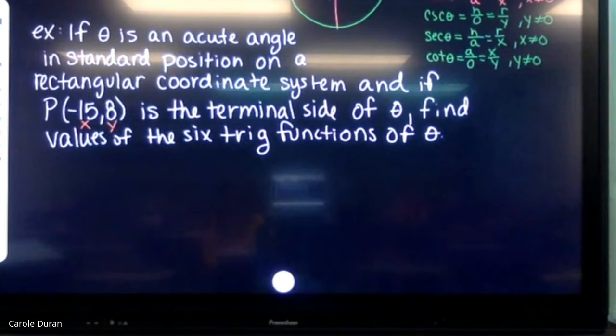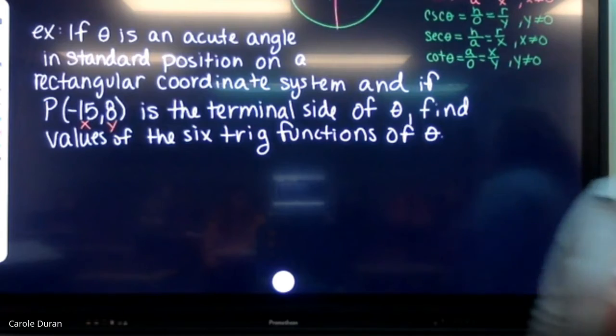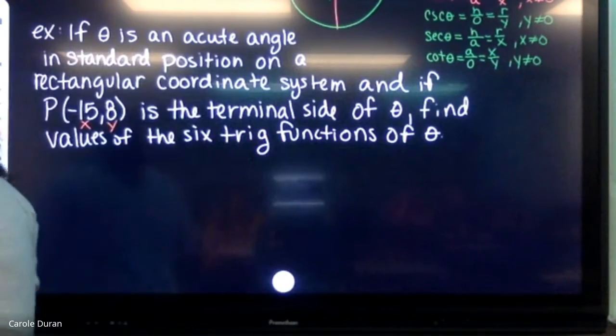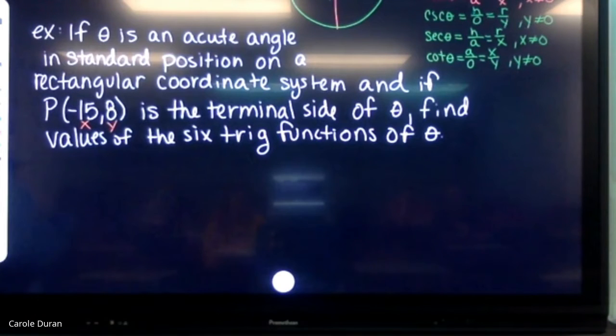In order to find my 6 trig functions in terms of theta, what piece of information am I missing? The radius r. So think all the way back to when we did an equation of a circle. How do I find the r, or the radius of my circle, given a point that exists on the outside of it? Kind of a modification of the Pythagorean theorem. Anybody remember exactly what it is? Mallory?